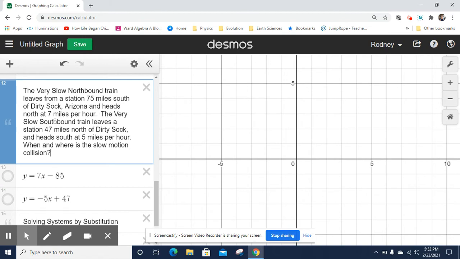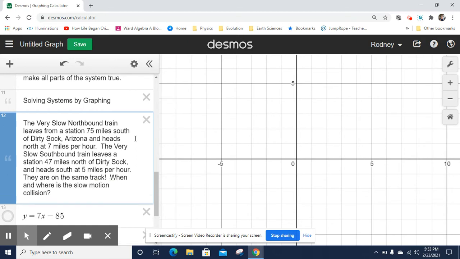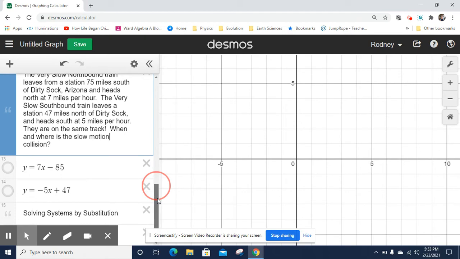The very slow southbound train leaves the station 47 miles north of Dirty Sock and heads south at the breakneck speed of 5 miles per hour. They are on the same track. I should note that. That's important for this story. When and where is the slow motion collision between these trains?